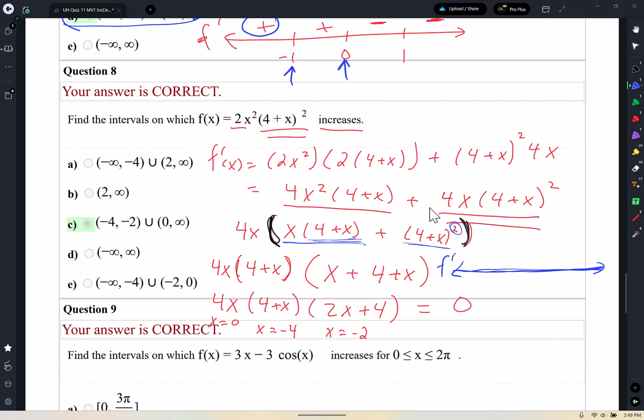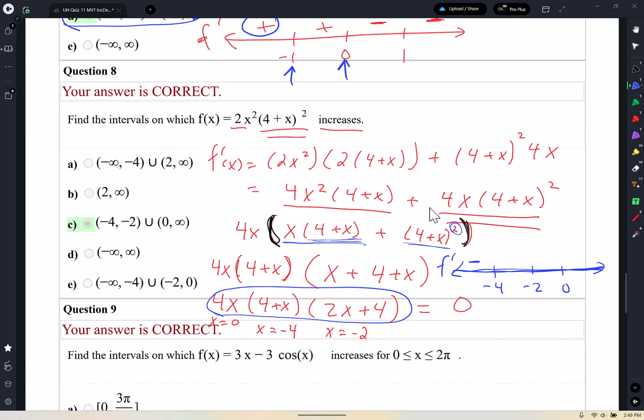And let's see, which one's my biggest negative? Okay, negative 4, negative 2, and 0. All right. This is the one that I'm looking at. I guess you could look at the top one, but make life simple for yourself. I'm going to pick a number like negative 10. 4 times negative 10, that's a negative. You just care about positive or negative. 4 plus negative 10, that's also a negative. 2 times negative 10, negative 20 plus 4, that's still a negative. So negative times a negative times a negative is a negative.